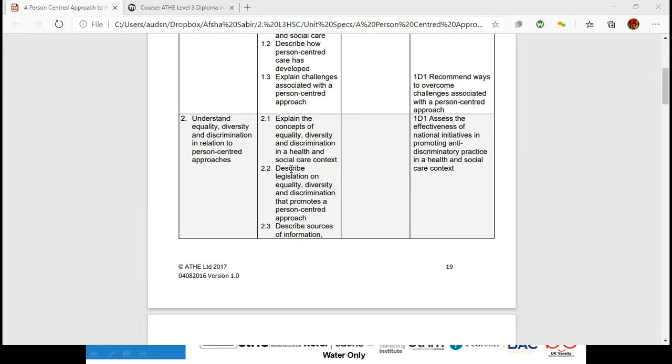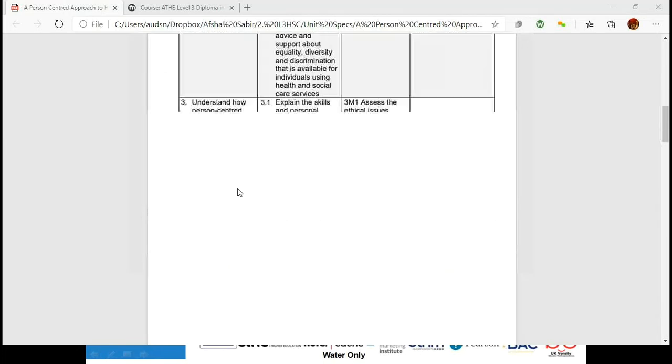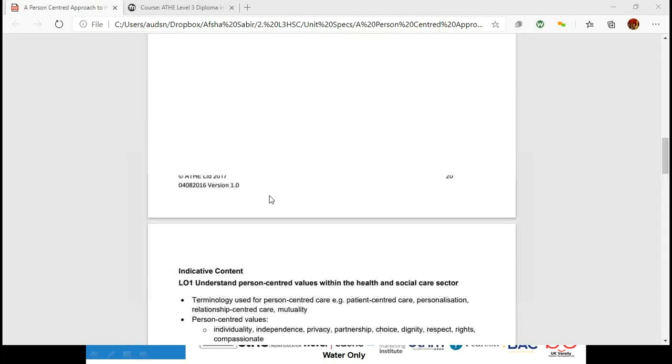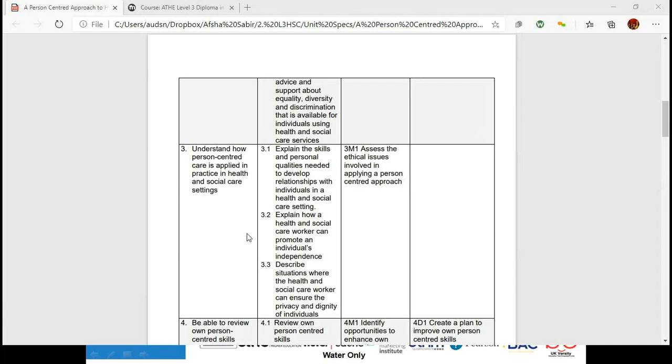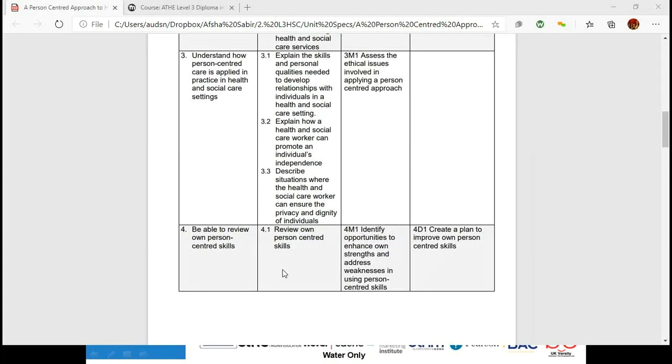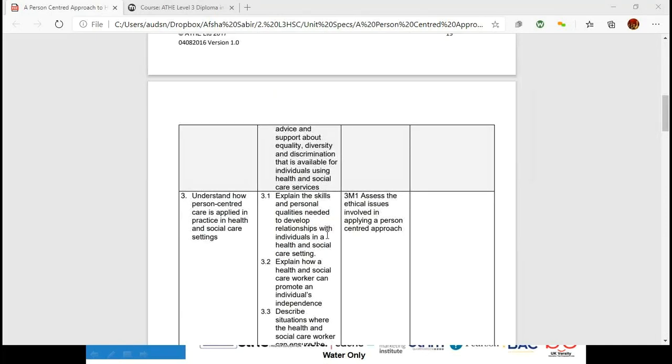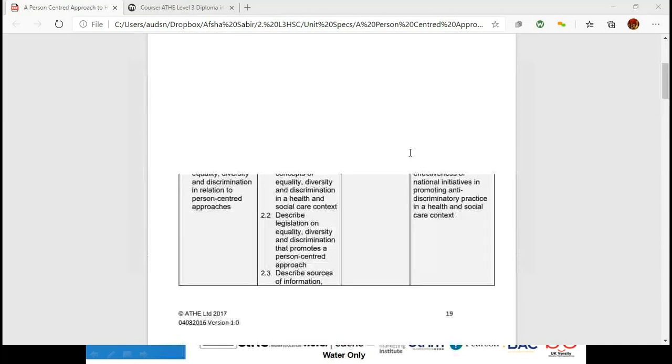Just a quick overview on LO2, 3 and 4. LO2 is about understanding equality, diversity and discrimination in relation to person-centered approaches. I'm zooming ahead, there's 3. So LO3 is understand how person-centered care is applied in practice in health and social care settings. And LO4 is about yourselves. So it's be able to review your own person-centered skills. But we'll go over those as we get to those sessions.